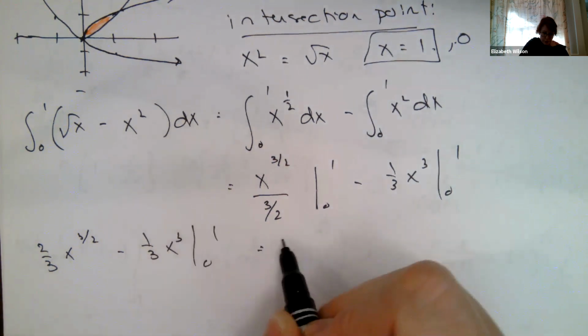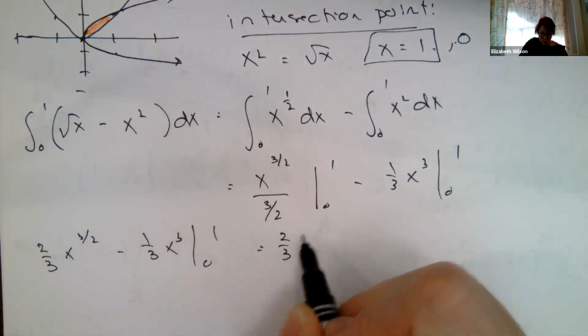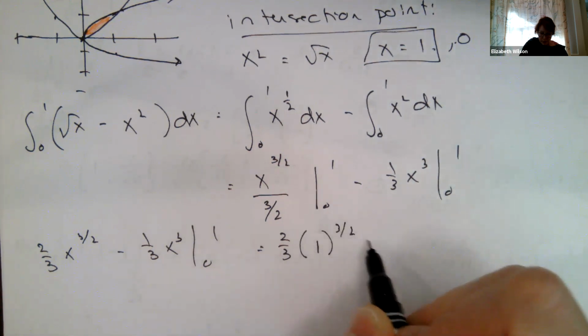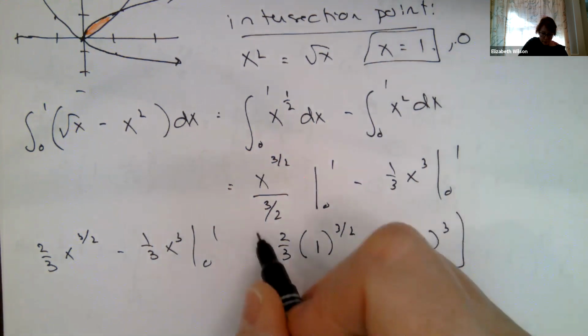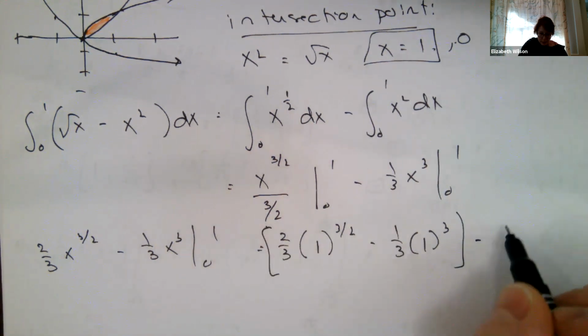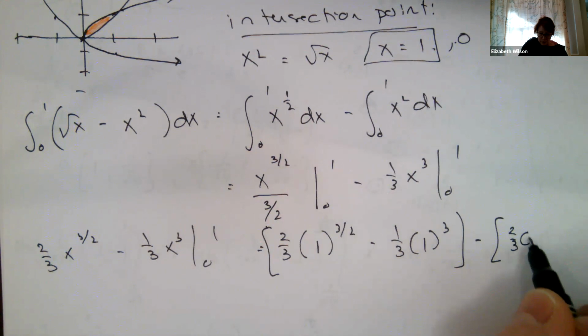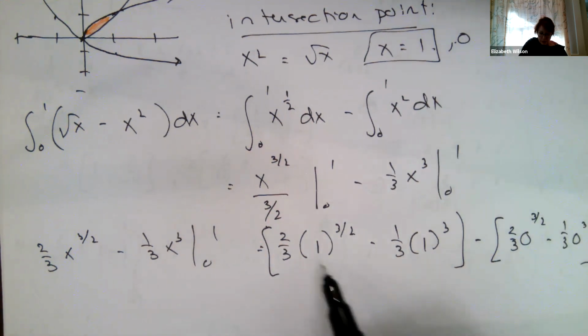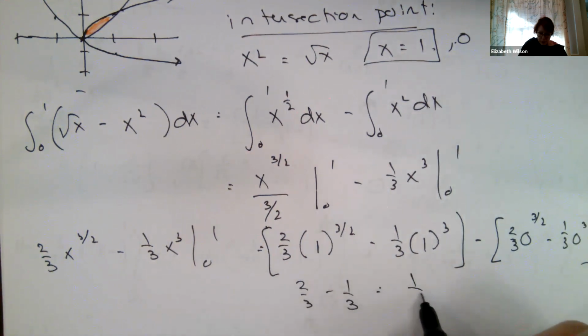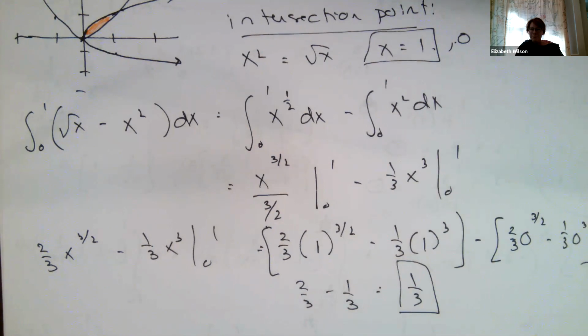Now we plug in using the fundamental theorem of calculus. 2/3 times 1 to the 3/2 minus 1/3 times 1 cubed. And I'll plug in the 0 just so you can see it. 2/3 times 0 to the 3/2 minus 1/3 times 0 cubed. This part goes off to 0. So this is really 2/3 minus 1/3, which is just 1/3. Okay.